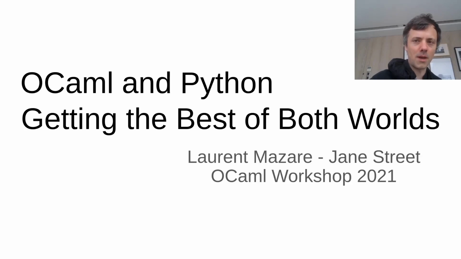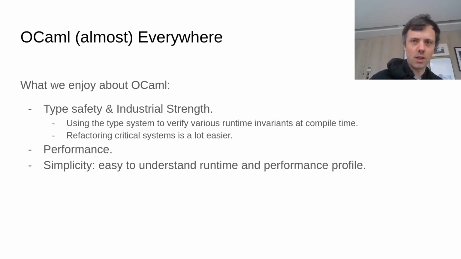You probably already know it, but Jane Street is an OCaml shop. We are using OCaml for mostly everything, and there are lots of things that we enjoy about it. For example, we rely a lot on the OCaml type system to guarantee some invariants. It's pretty amazing to be able to refactor some critical systems and rely on the compiler to stop you at all the places in the code that you have to fix.